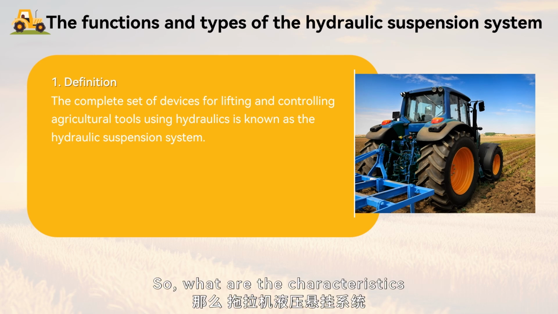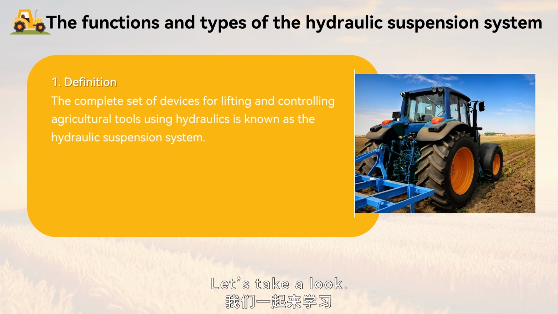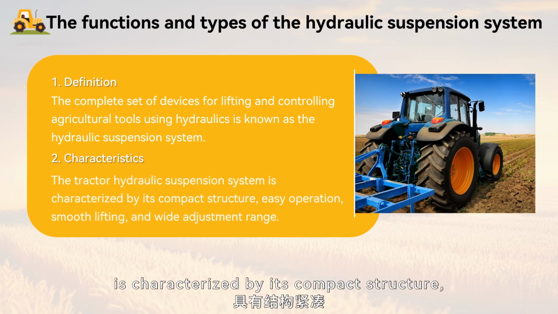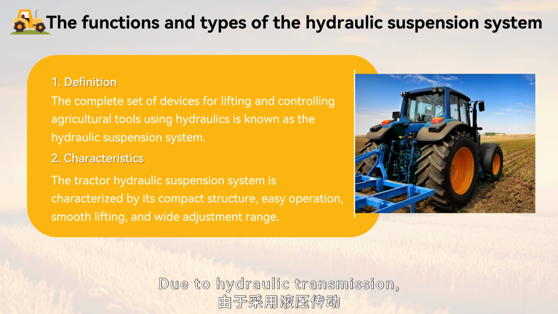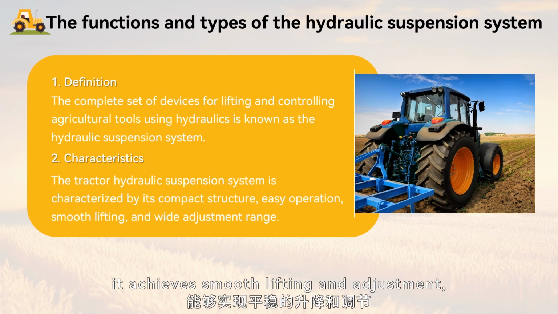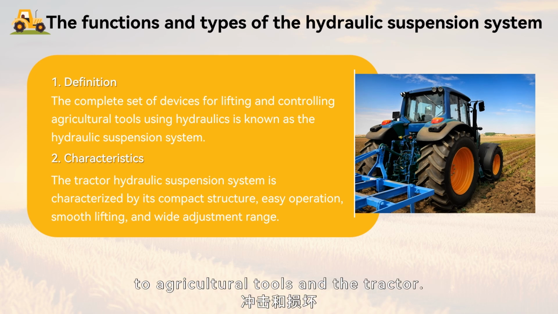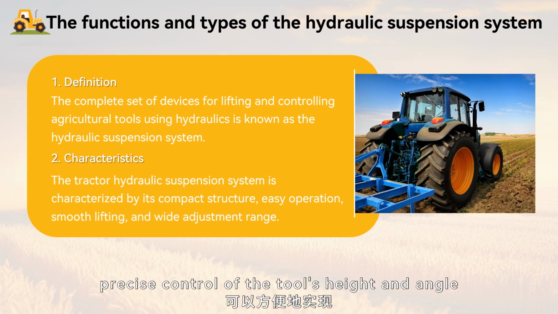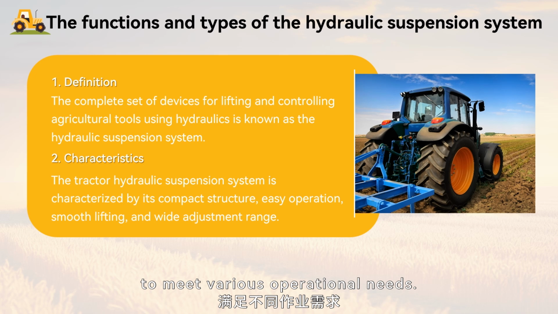So, what are the characteristics of the hydraulic suspension system of tractors? Let's take a look. The tractor hydraulic suspension system is characterized by its compact structure, easy operation, smooth lifting, and wide adjustment range. Due to hydraulic transmission, it achieves smooth lifting and adjustment, reducing impacts and damage to agricultural tools in the tractor. Additionally, by adjusting the control valve's position, precise control of the tool's height and angle can be conveniently achieved to meet various operational needs.